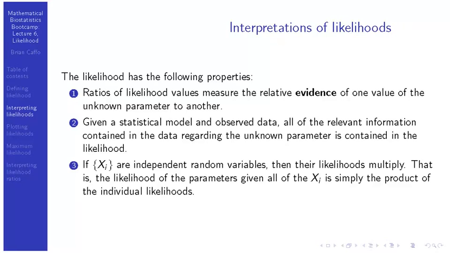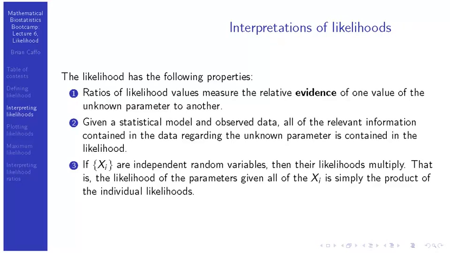But the theory I'm going to put forward is that ratios of likelihood values measure relative evidence of one value of an unknown parameter relative to another. So if you evaluate the likelihood with the parameter at a specific value, you get a number, and then you take the ratio with the likelihood evaluated at a different number. That ratio, if it's bigger than 1, is supporting the hypothesized value of the parameter in the numerator. If it's less than 1, it's supporting the hypothesized value of the parameter in the denominator. So this is a somewhat controversial interpretation of likelihoods, but it's the one I'm going to put forward.